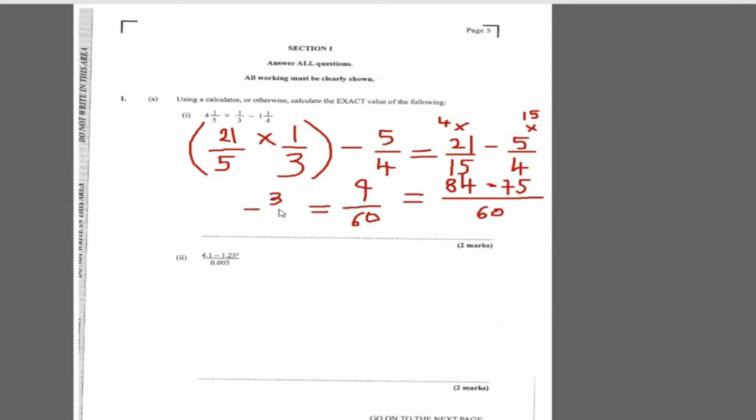So the final answer is 3/20. Easy. And if you don't believe it, you can actually work it out in your calculator. Always check it in your calculator. 4 1/5 times 1/3, you do that in the calculator. Then you subtract 1 1/4, and you get 3/20. So this is indeed right. The answer is 3/20.